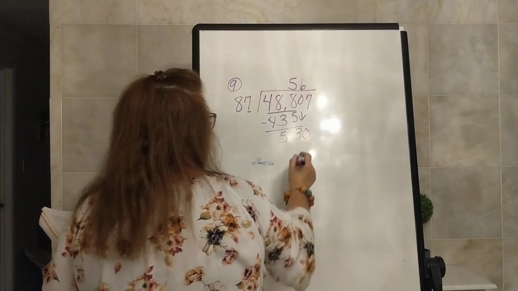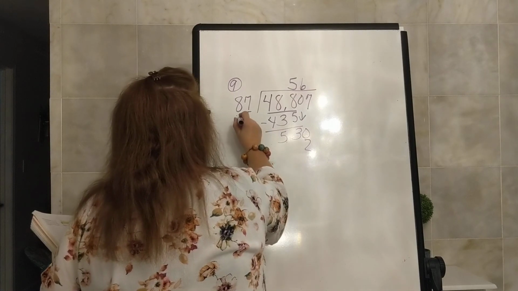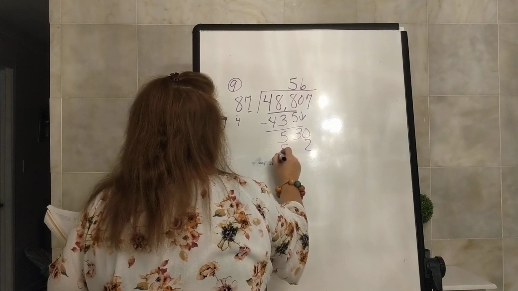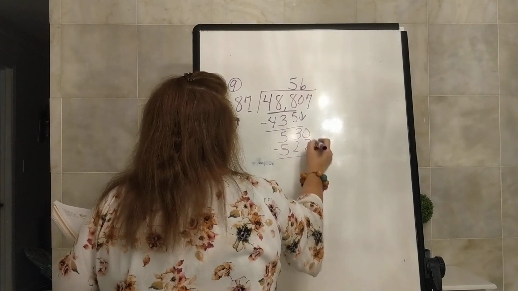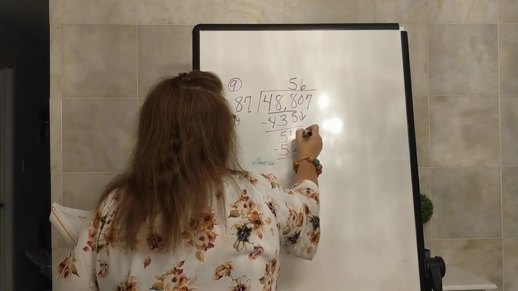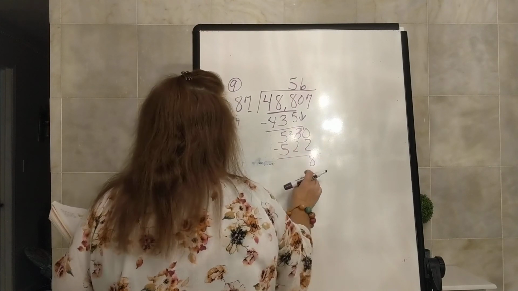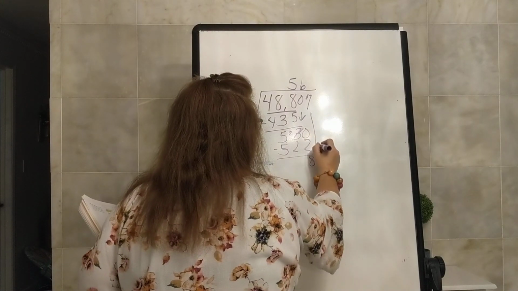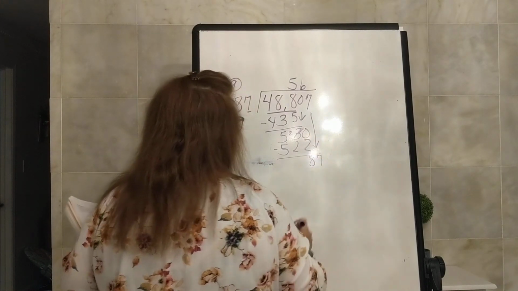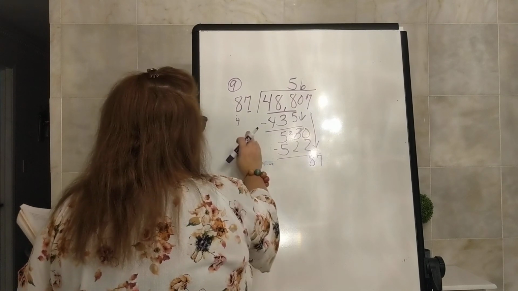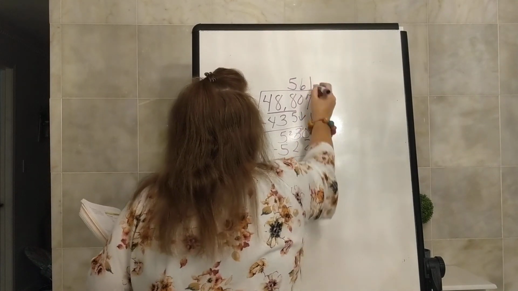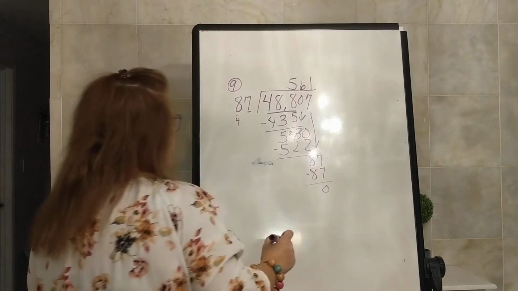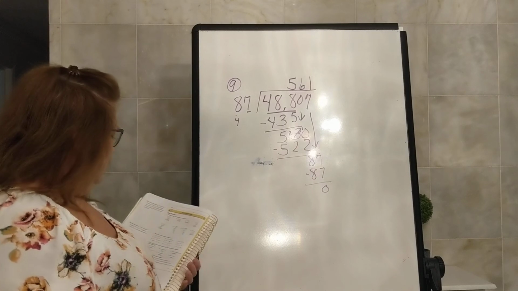7 times 6 is 42. Put 2 down. Carry our 4. 6 times 8 is 48. Plus 4 is 52. We subtract. We can't say 0 minus 2. Borrow from our 3. 10 minus 2 is 8. Is 8 smaller than our divisor 87? It is, so we are able to bring down our last digit, which is a 7. And how many times will 87 go into 87? 1 time. 1 times 87 is 87. 87 minus 87 is 0. Okay? So let's look at the next one.